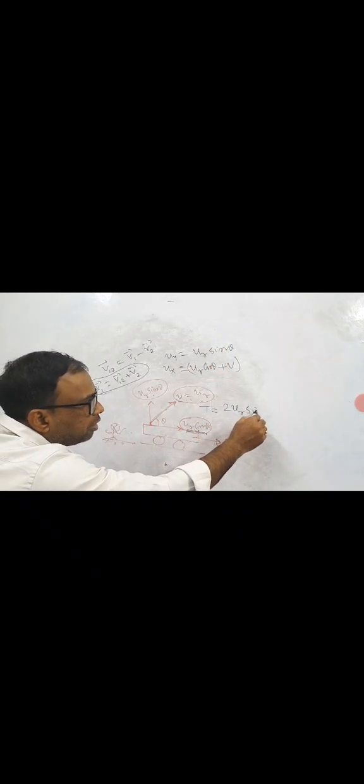So the time of flight of the projectile will not change here: 2 u r sin theta by g. And the range equals ux, that is u r cos theta plus v, into the total time of flight. That is the range as seen by this man. This is the concept of change of reference frame. It is called the reference frame concept.